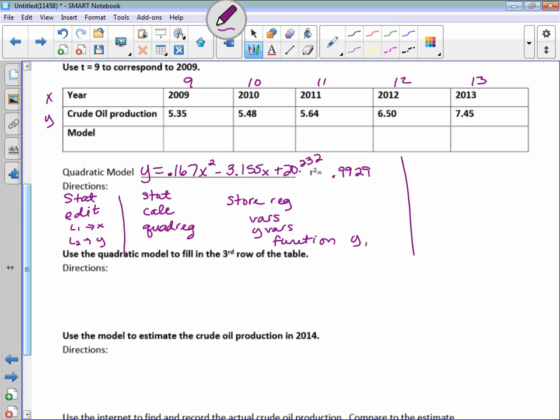So you need to go to your catalog, which was what, second and then 0? Is that the key? I think it has catalog above it. Yeah, okay. Second, 0, get to catalog. Pick diagnostic on. Enter and enter. Okay. That's if you didn't have your calculator in here today and you need to get your r squared value.